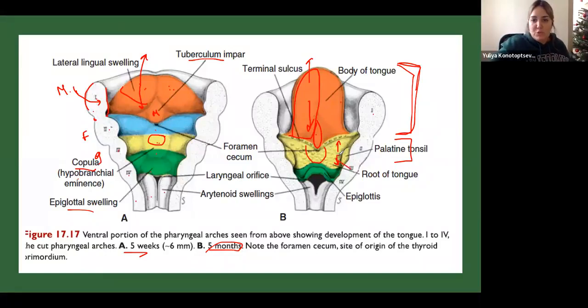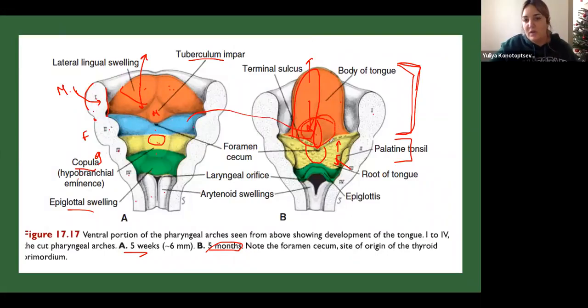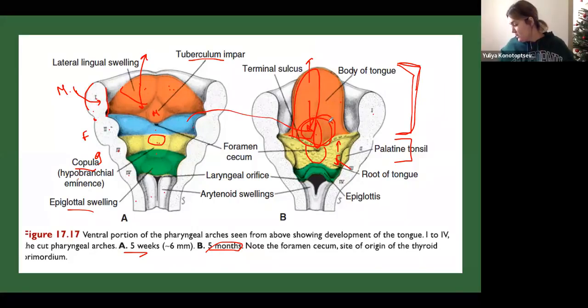My question to you is, where is blue? Because on this picture, you cannot see the blue. Where is the floor of the second pharyngeal arch? The floor of the second pharyngeal arch is inside. It is right here, but inside. A very good representation would be if you take a piece of paper and you do something like this. How can I do this? Just a sec, guys.